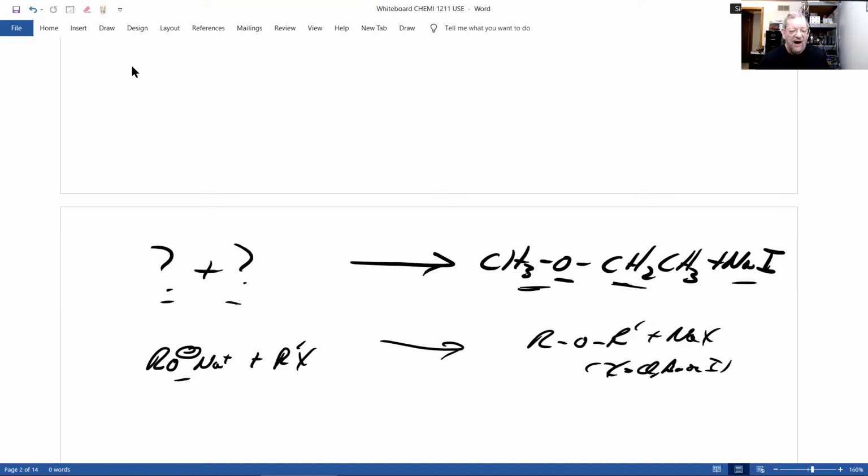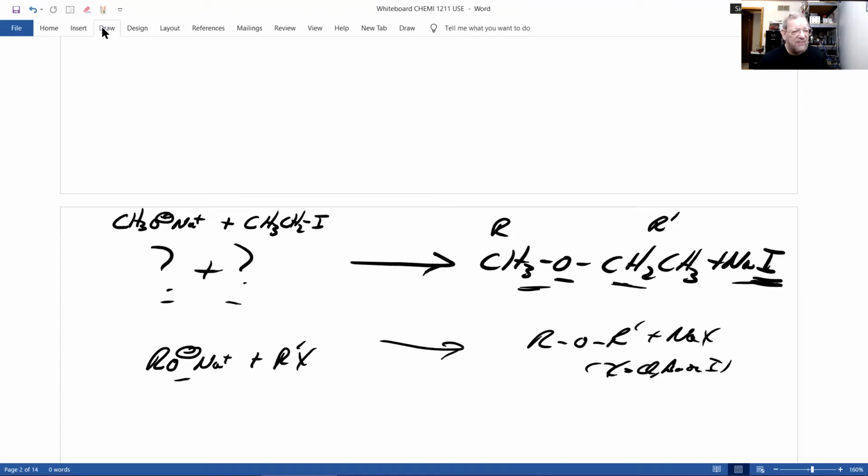Well, I'm going to make this R and this R prime. And if I do that, R is methyl, oxygen minus, sodium plus. That's called methoxide. And by the way, IUPAC has nomenclature for alkoxides, which I know, but I'm not going to teach you. And then R prime is ethyl, and the carbon is attached to halogen, which is iodine.